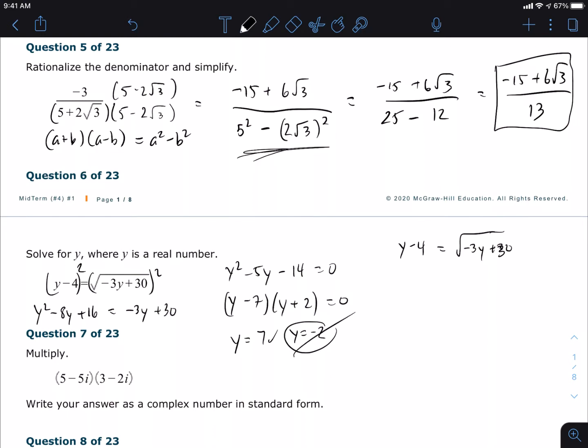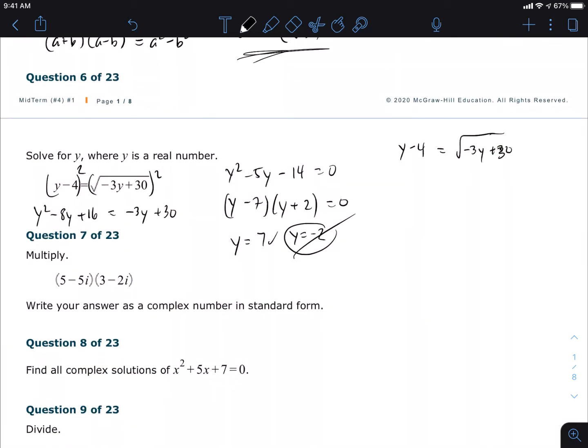So whenever you do these problems, the one thing you have to be careful of is the possibility of what we call extraneous solutions. So just be very aware of that so that you don't run into issues with that at all. Okay? All right, the next problem, it's just distribution again.